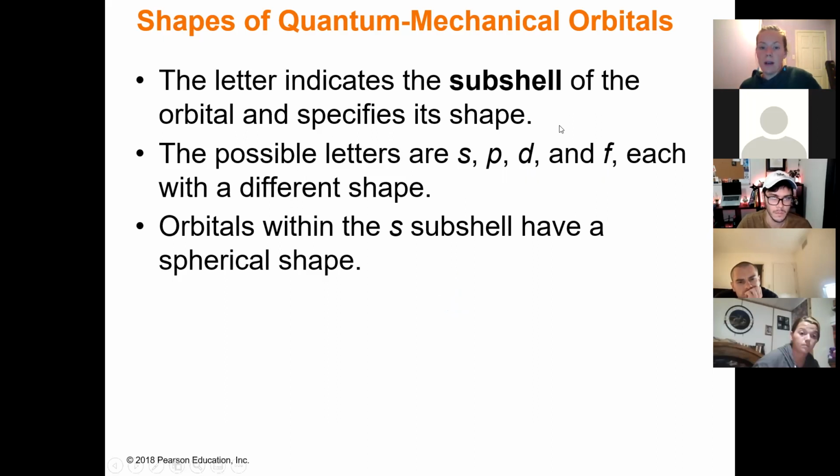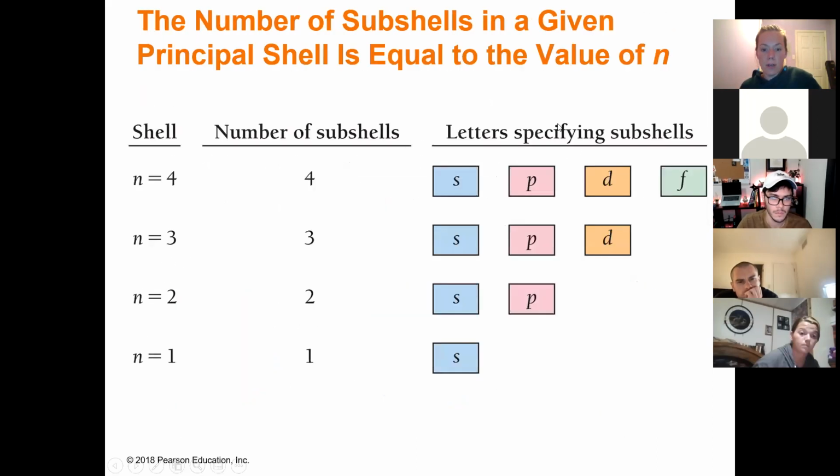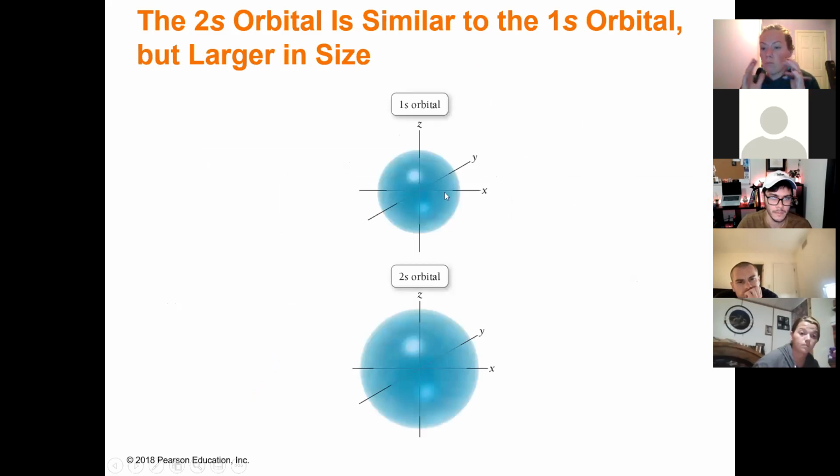So this is where you want to envision, like Russian nesting dolls, the smallest one being the one towards the center. So this 1s orbital sits closer to the nucleus, and this is the area that these 2 electrons can float around in. The 2s wraps around the 1s, okay? So it's a bigger sphere that's clipped around the 1s. The electron will sit somewhere within that sphere.